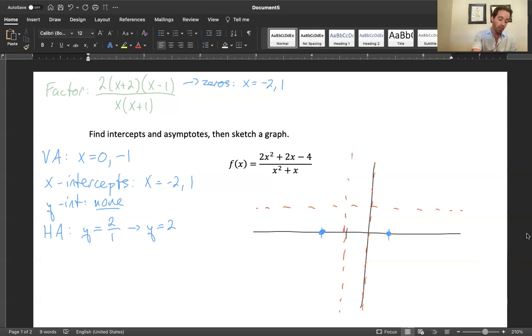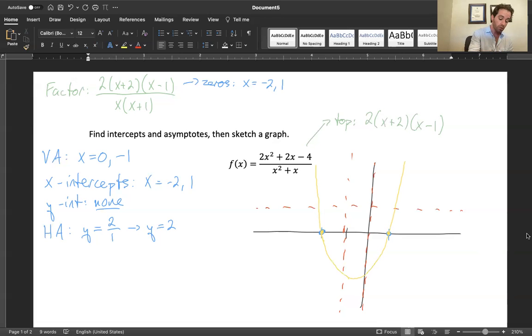So the top is going to look like this, 2 times x plus 2 times x minus 1. That means it will have a 0 at -2 and at +1, and it's going to be a parabola. So it will do something like this, right? Parabola, not inverted, and it has those two as its zeros.